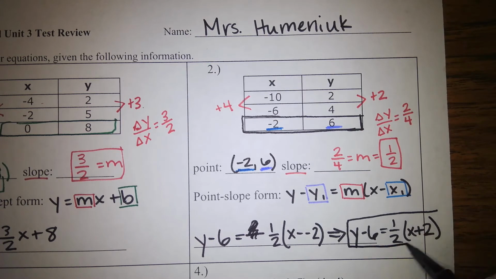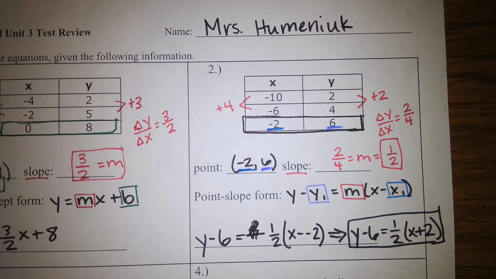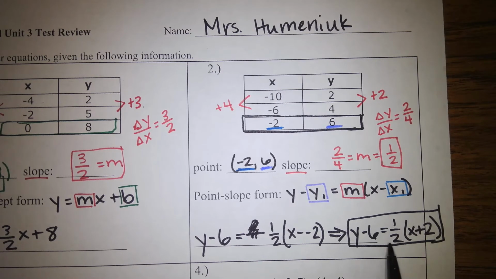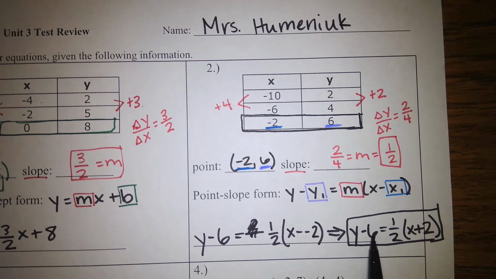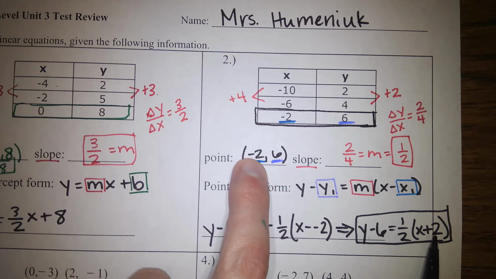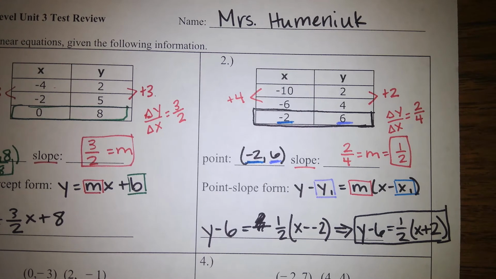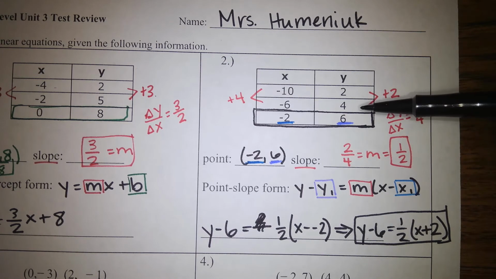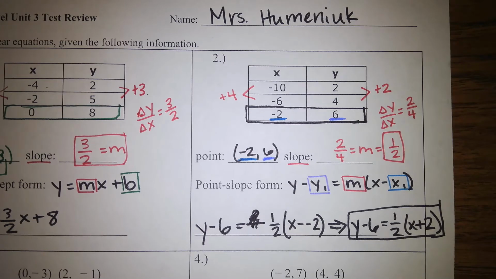So our final equation is going to look like that: y minus 6 equals 1/2 (x plus 2). And you notice that the signs flip here. My 6 is my y point, and it was y minus 6. My x was -2, and it goes x plus 2. So it always flips there in your final equation. But technically you could have used any of these points and still gotten a good answer for your point-slope form. I just picked the last one.